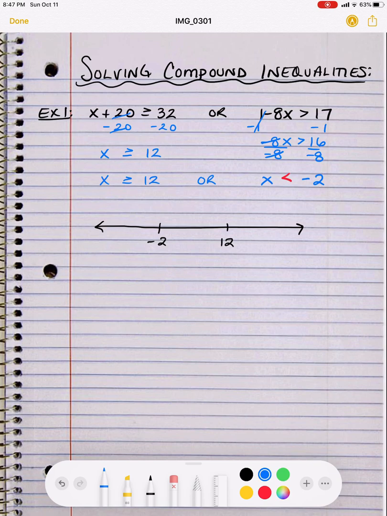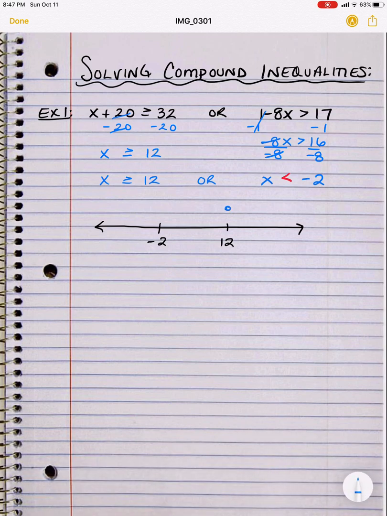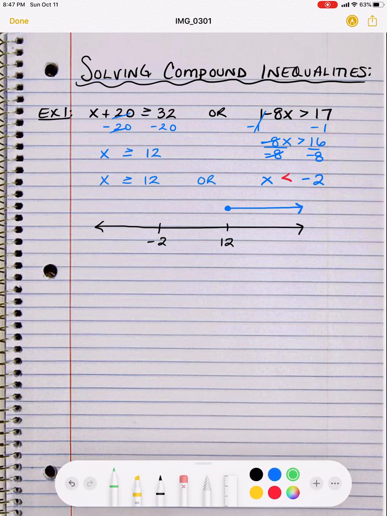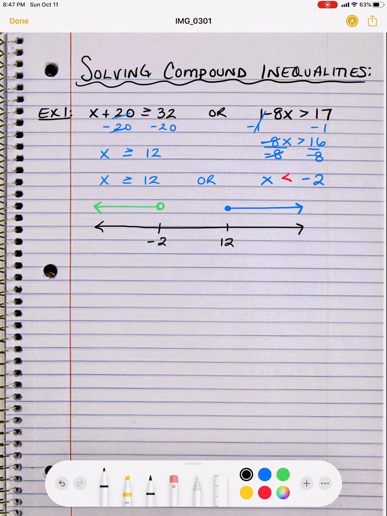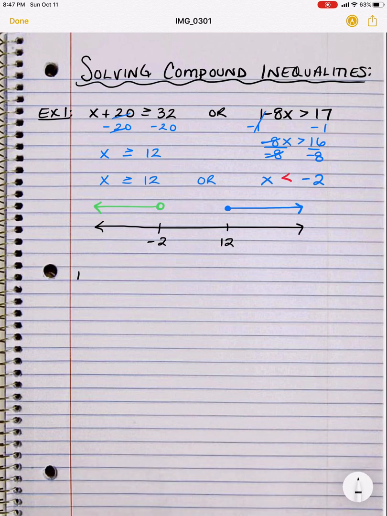And so what we do again is we're going to take the first inequality and I'm going to graph this one in blue. So it's going to be a closed circle, x is greater than or equal to 12. I'm going to take the second inequality and I'm going to graph this in green. And this is going to be an open circle, x is less than negative 2, so we're going to shade everything to the left. Now recall that when you have an or inequality, your solution is going to be the combined sections of both the inequalities. So it's going to be the green one, plus it's going to be the blue one.